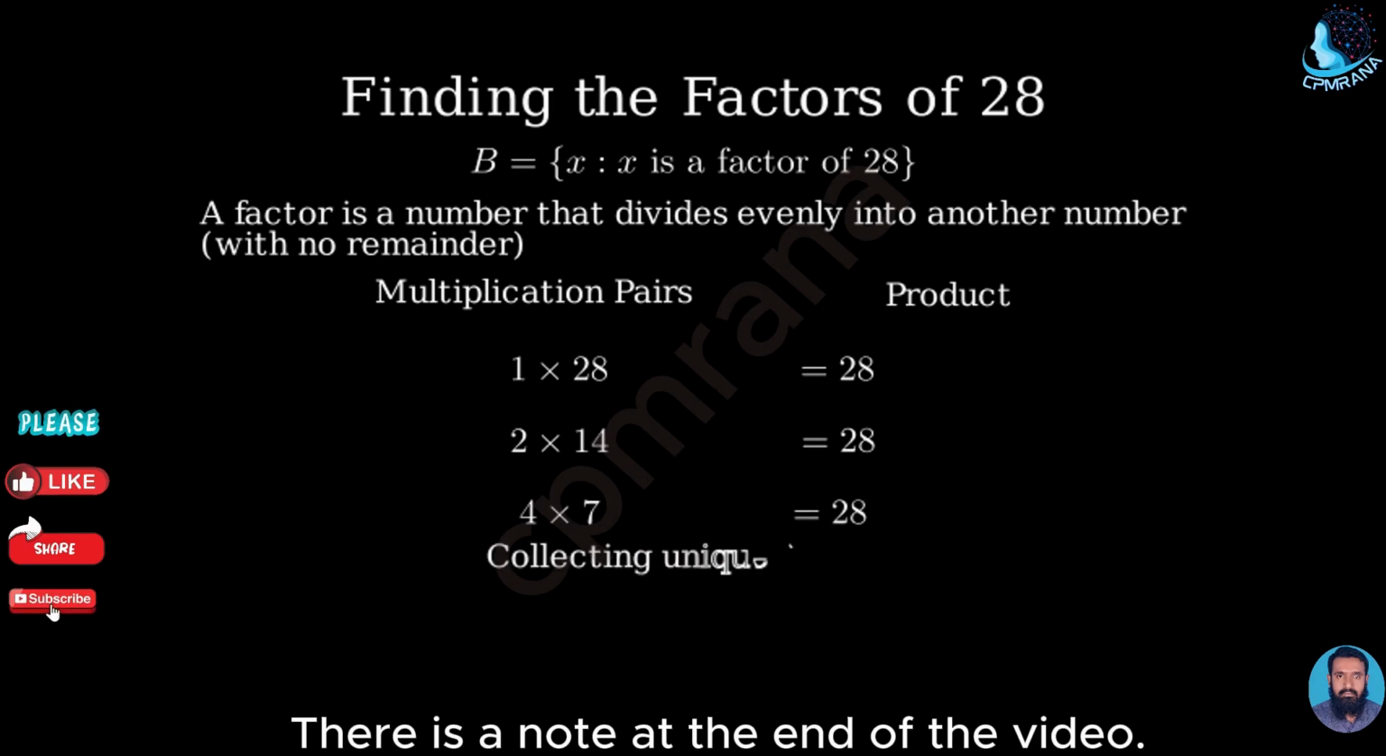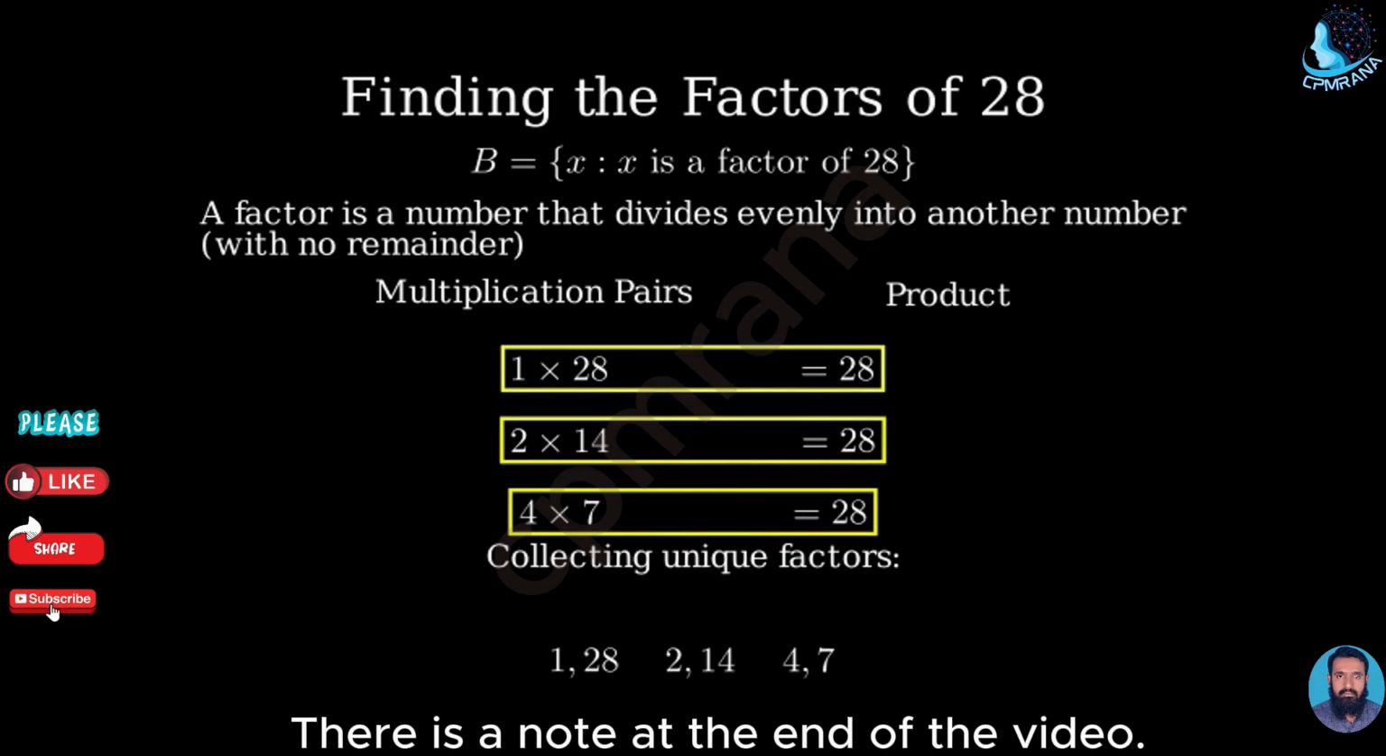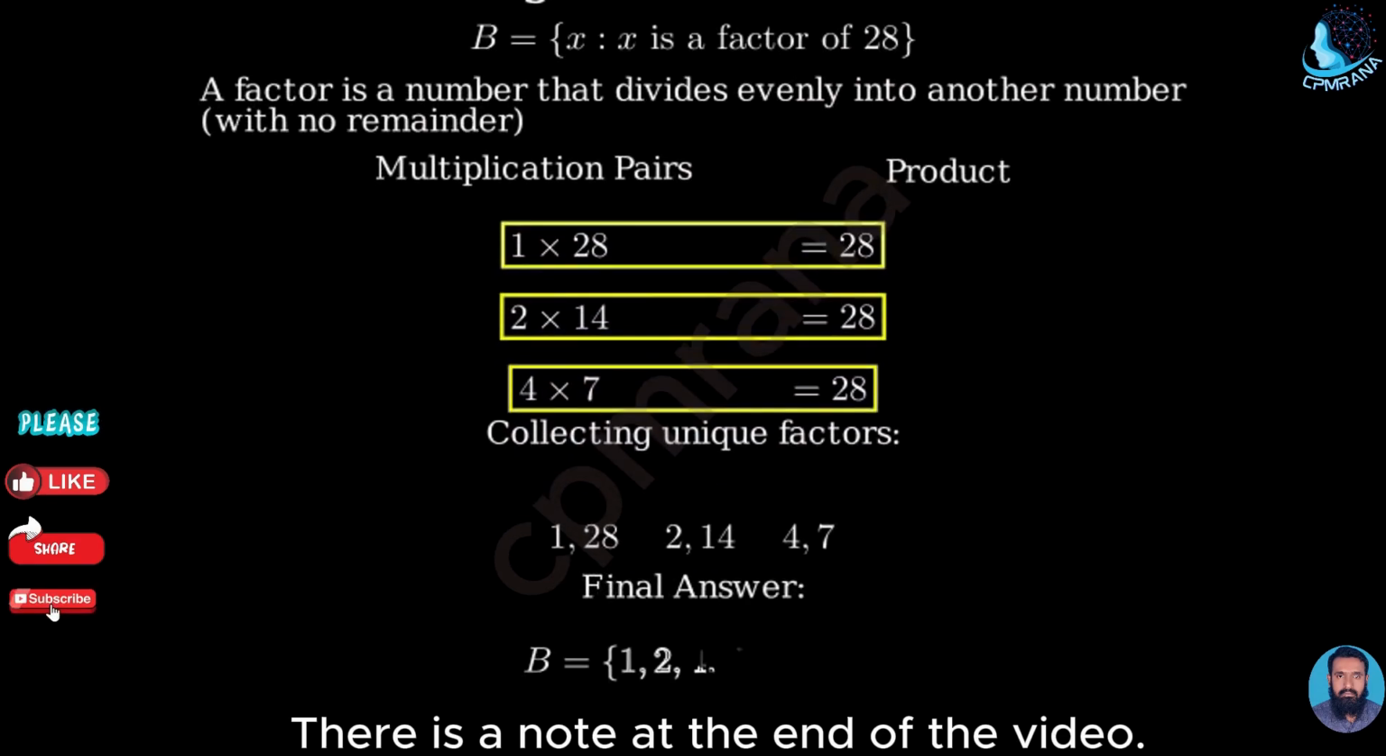Now that we have all the multiplication pairs, let's collect all the unique factors. From the first pair, we get 1 and 28. From the second pair, we get 2 and 14. And from the third pair, we get 4 and 7. Now we can write our final answer in roster notation. Set B equals the set containing 1, 2, 4, 7, 14, and 28.